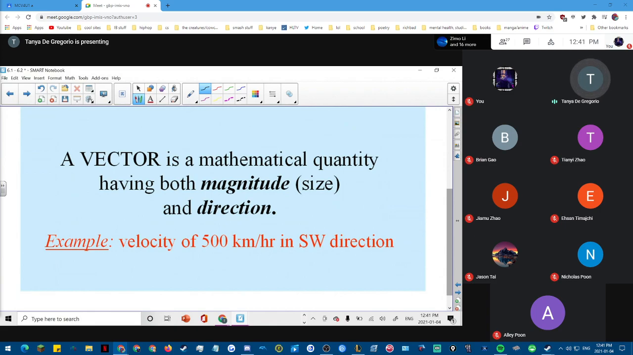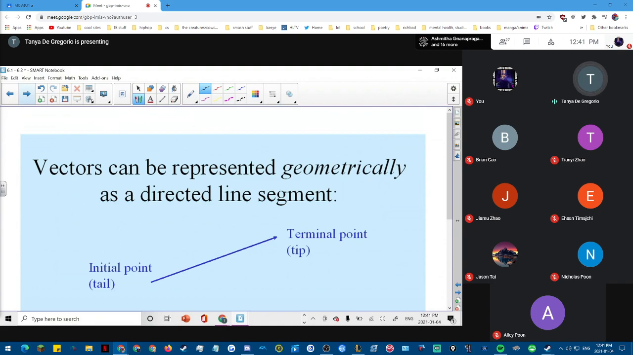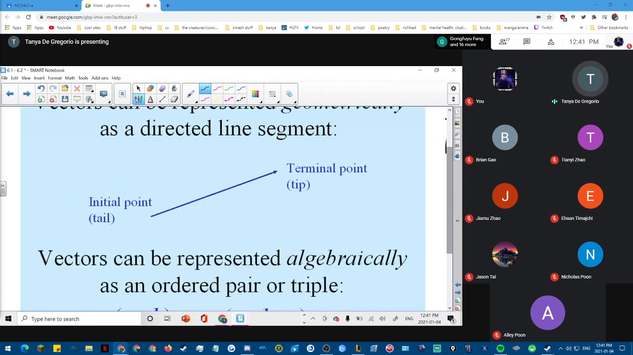A vector has both magnitude, which just means size, and direction. Vectors can be represented geometrically as a directed line segment. They have an initial point, which we call the tail, and a terminal point, which we call the tip. So you're starting from the initial point, moving towards the end point, the terminal point. That's where you end up.